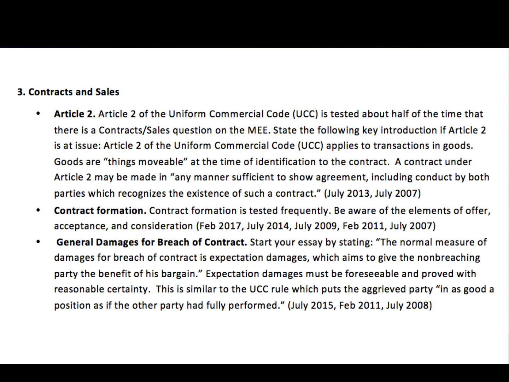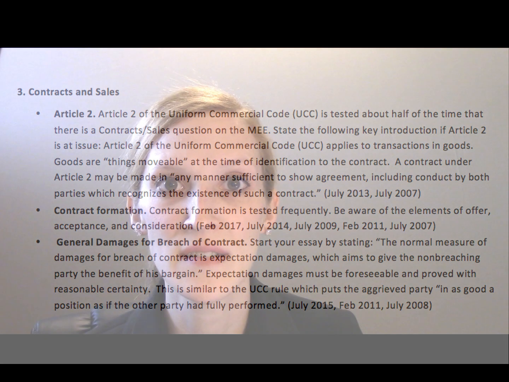They also tend to test the nuances of contract formation. Offer, revocation of offer, lapse of offer, how do you get rid of an offer, acceptance, consideration, pre-existing legal duty rule. I would be well versed in all of that because they will test those nuances on these questions. Lastly, they sometimes test damages on contracts questions. You should be familiar with expectation damages, be able to define expectation damages, and be able to recognize them when you see them.